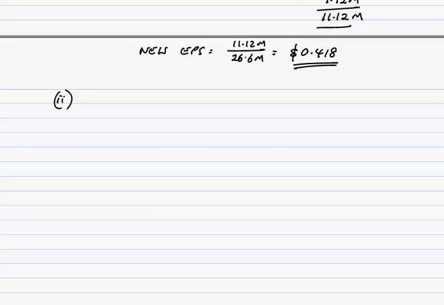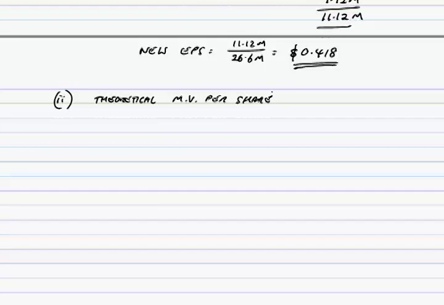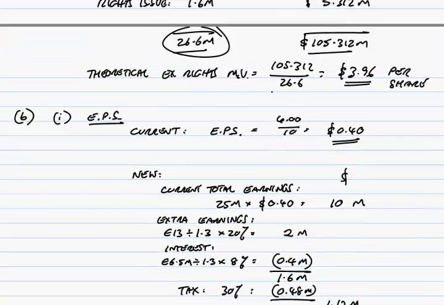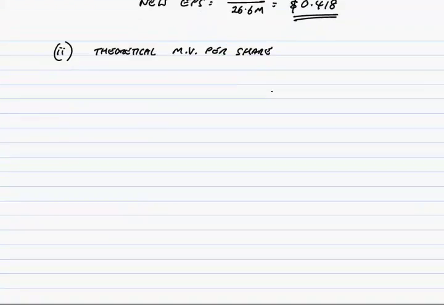The wealth of the shareholders. Now then, be careful here. The theoretical ex-rights price, I'll do it per share here. We worked out earlier, theoretical at $3.96. And remember that had it been $3.96, the theoretical price, there'd be no gain, no loss for shareholders.